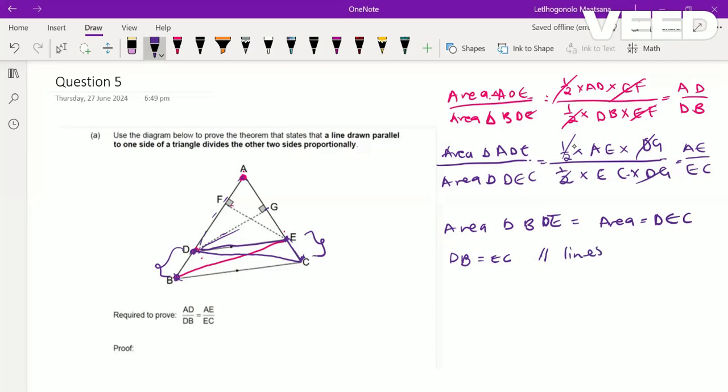So let's just write there, DE is parallel to BC. In that case, if these two are equal, and we know that here we're working with the same triangle, then we can say that AD over DB is the same as AE over EC.